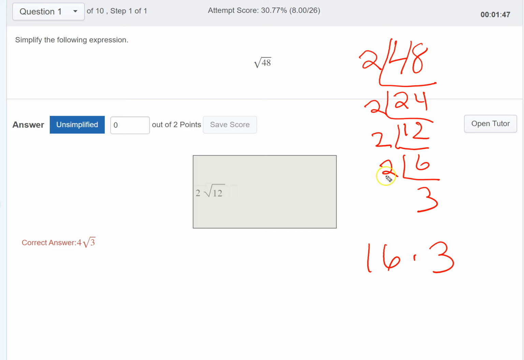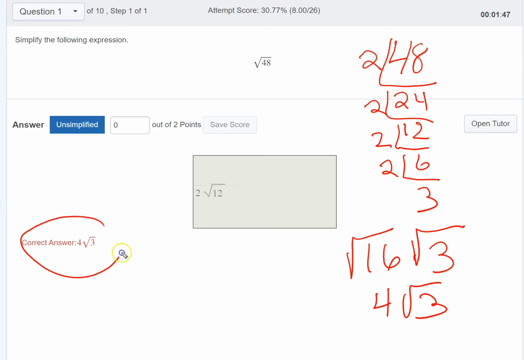16 is the largest perfect square factor. So we take the square root of that and the square root of that, and we get 4 square root of 3, which is what they wanted for an answer.